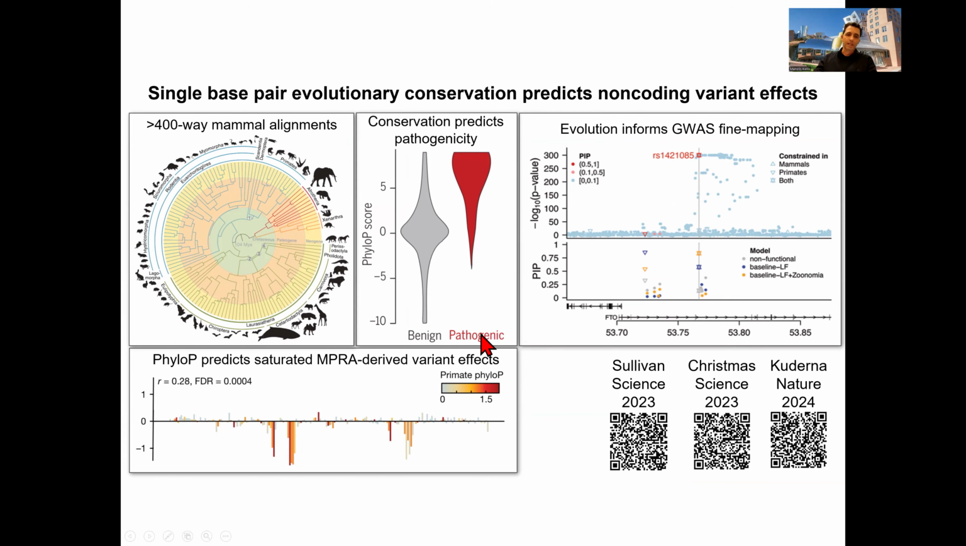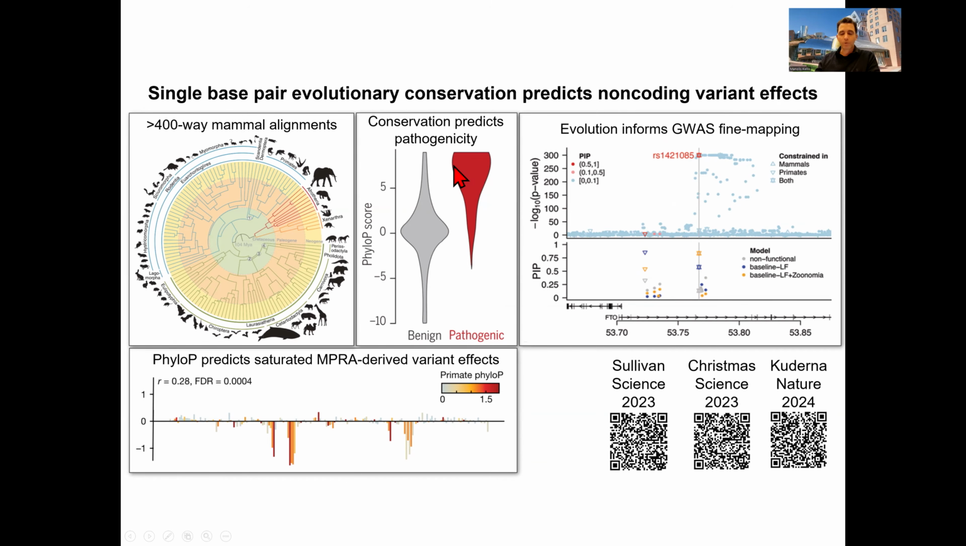And what you see is that when the conservation predicts pathogenicity, for example, the Phylogeny score is, when a mutation is known to be pathogenic, then the conservation score is much higher. And when a mutation is known to be benign, then the conservation score is completely symmetric.